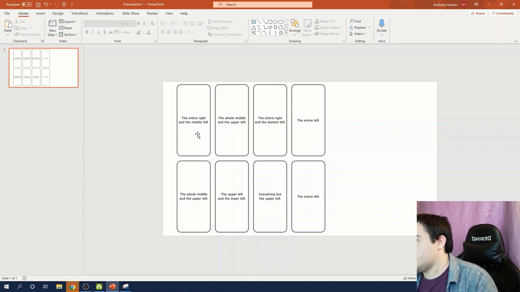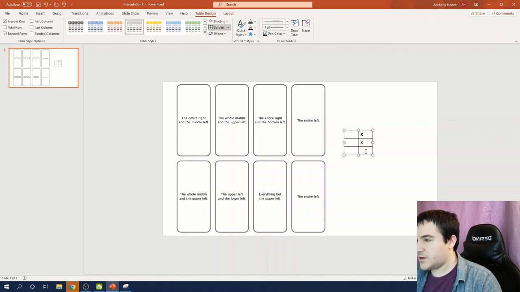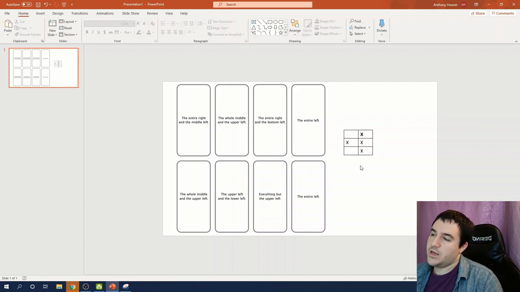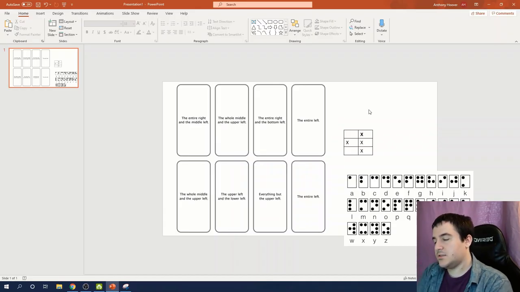So this one says the entire right and the middle left. The entire right would be there, there, and there. And then the middle left would be there. I don't think that's a Braille symbol. I'll look it up. Okay, it looks like this is the letter W.